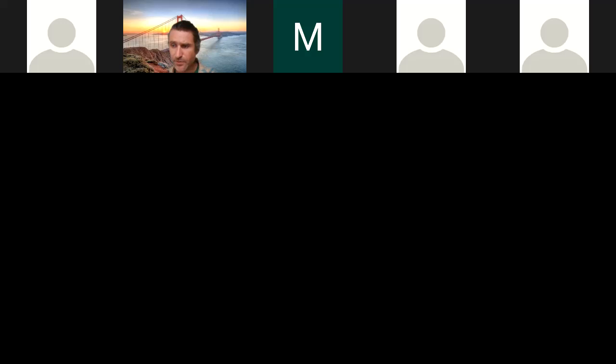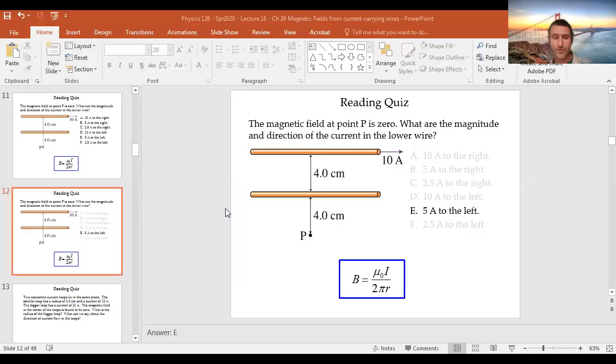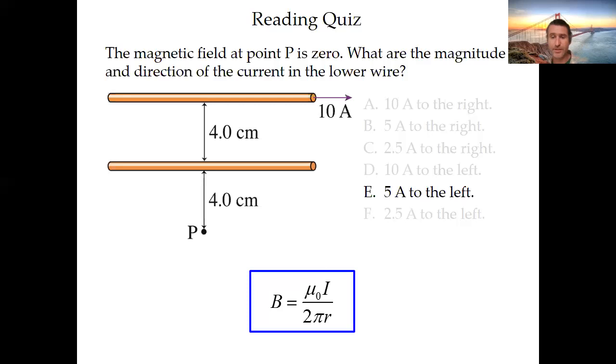And is that why it's equal to 0? Yes, because these two fields are summing up to 0. That means they're canceling each other out. That's exactly right. So then in this case, the answer to this question is 5 amps to the left.